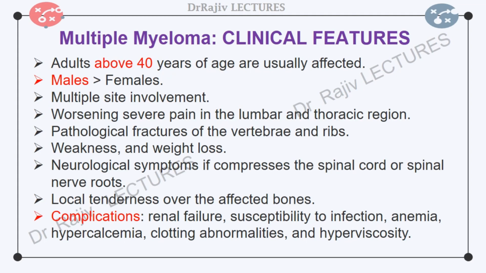There is weakness and weight loss. Neurological symptoms appear if the tumor compresses the spinal cord or the spinal nerve roots. There is local tenderness over the affected bones. Complications include renal failure, susceptibility to infection, anemia, hypercalcemia, occasional clotting abnormalities, and manifestations of hyperviscosity.